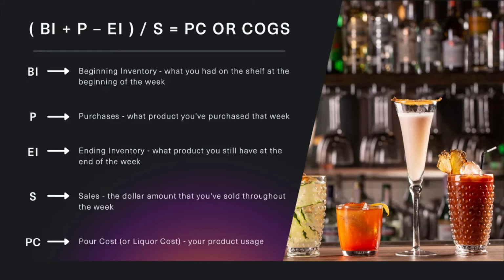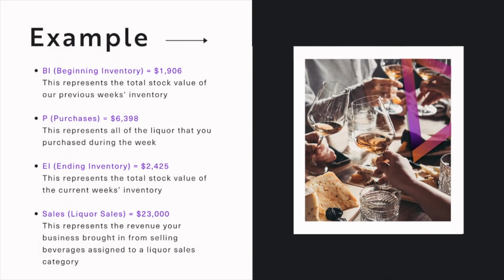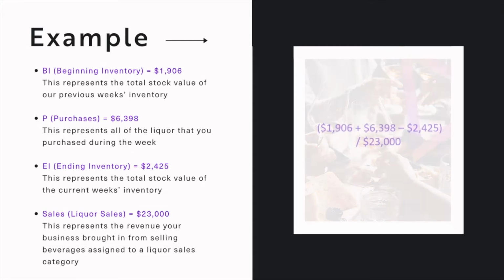So let's take this formula and let's go ahead and put it in an example. Let's say you've got these numerical values. You've got your beginning inventory of 1,906. You've got your purchases, 6,398. Your ending inventory, 2,425. And then your liquor sales of 23 grand.